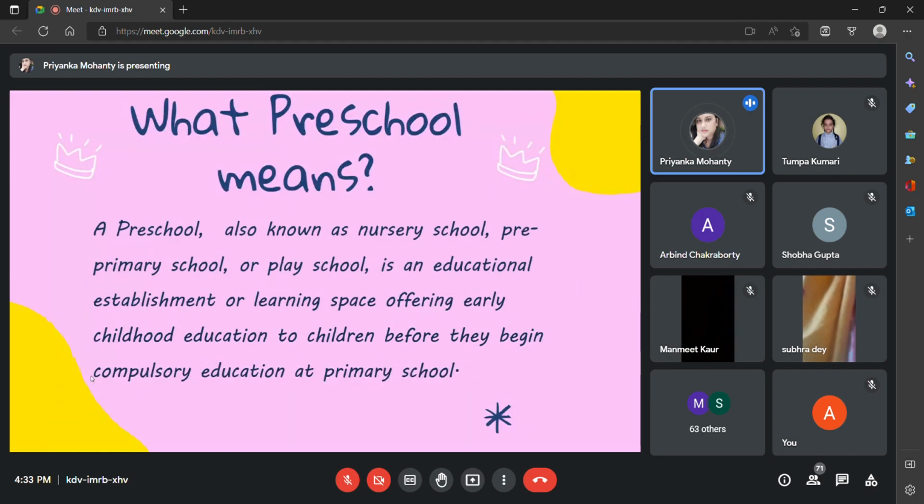What does preschool mean? A preschool, also known as nursery school or play school, is an institution, establishment or learning space offering early childhood education to children before they begin compulsory education at primary school.